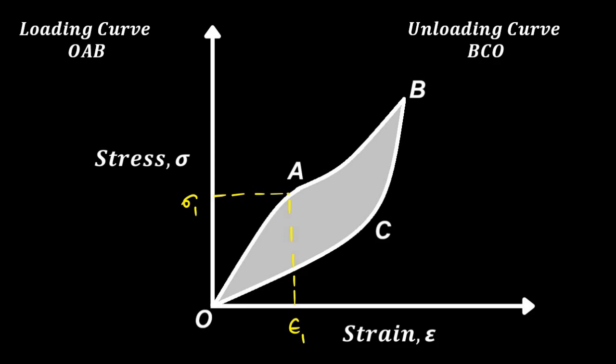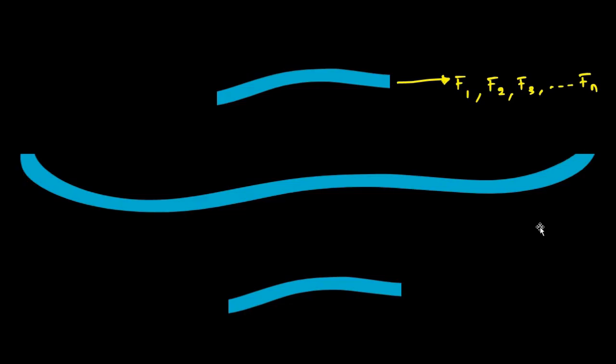But during unloading, that is when the stress is decreased. Unloading means decreasing the stress gradually. First the stress is increased gradually, then it is decreased gradually, that is from Fn and Fn minus 1 like that to F2, F1. Increasing the stress gradually is called loading. Decreasing the stress gradually is unloading.